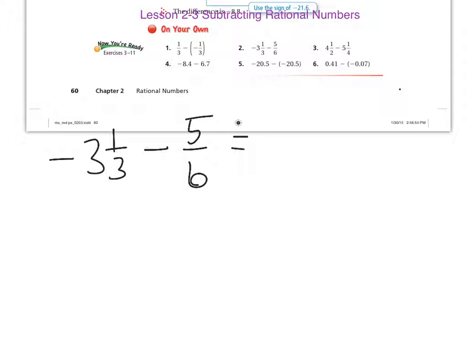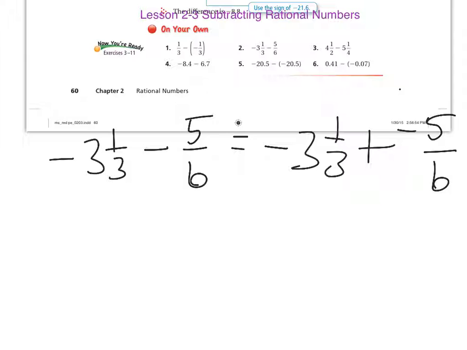Okay, step 1, rewrite this using the additive inverse property, adding the opposite. So your first fraction stays the same, negative 3 1/3. You're going to add the opposite of 5/6, which is a negative 5/6. Okay? Step 2, you need to get a common denominator.